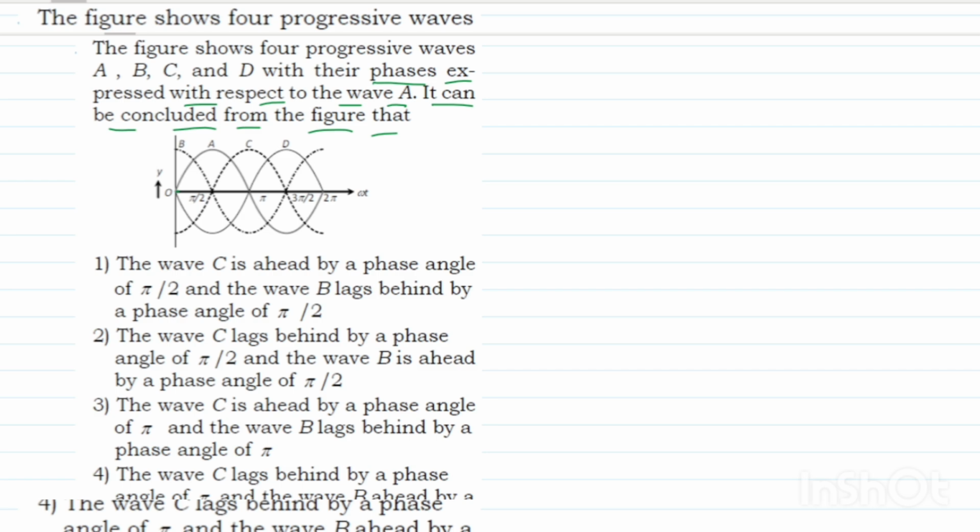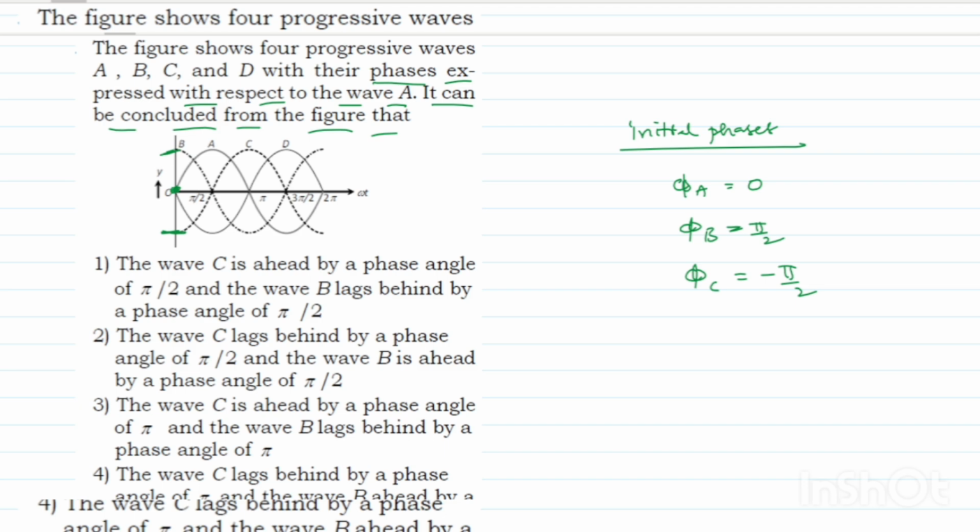A starts from the origin, right? If I am talking about the initial phases of all the particles, the initial phase of A will be 0, because it is starting from the origin. B starts ahead by pi by 2, so the initial phase for B will be pi by 2. And C starts from the negative values, minus 90 degrees, so the phase of C is minus pi by 2.